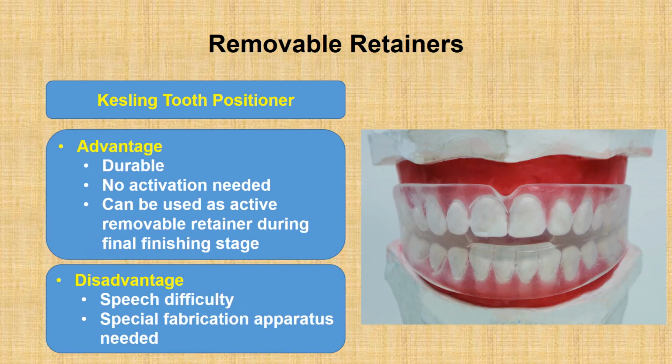Now the advantages of the Kesling tooth positioner are durable material, no activation is needed, and it can be used as an active removable retainer during the final finishing stage. Now the disadvantage is there is some speech difficulty with this retainer and special fabrication apparatus is needed.